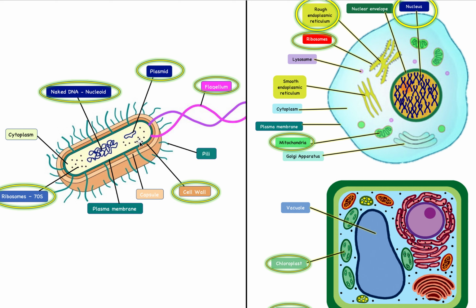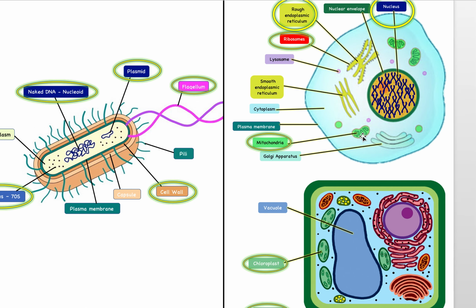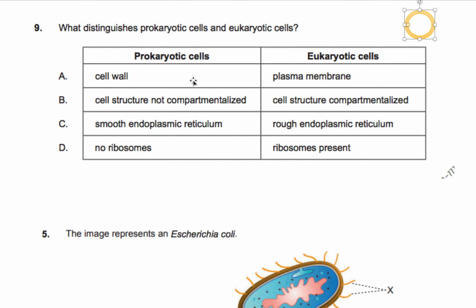Whereas prokaryotic cells just have everything blobbed inside the cell. There's no compartments. There's nothing separating the DNA from the cytoplasm. There's nothing separating enzymes from the cytoplasm. Everything is just a blob. Okay, so that's what they mean by compartmentalized. So yes, this is true. Prokaryotic cells have no compartmentalization, whereas eukaryotic cells do. So we know it's B.